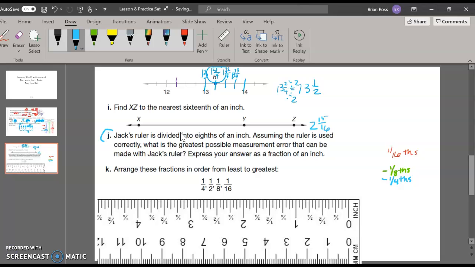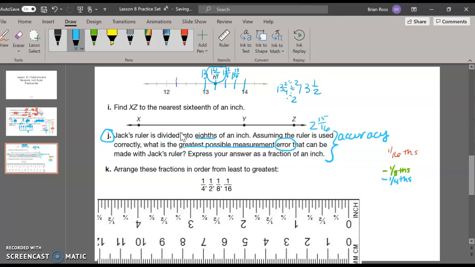Okay, so we're on J. Jack's ruler was divided into 1/8 of an inch, which means he didn't have the very smallest portions of his ruler. Assuming the ruler is used correctly, what's the greatest possible measurement error that can be made with Jack's ruler? Express your answers as a fraction of an inch. So this is something you may not be asked again, or you'll be asked in science, because it talks about the accuracy of a measurement.